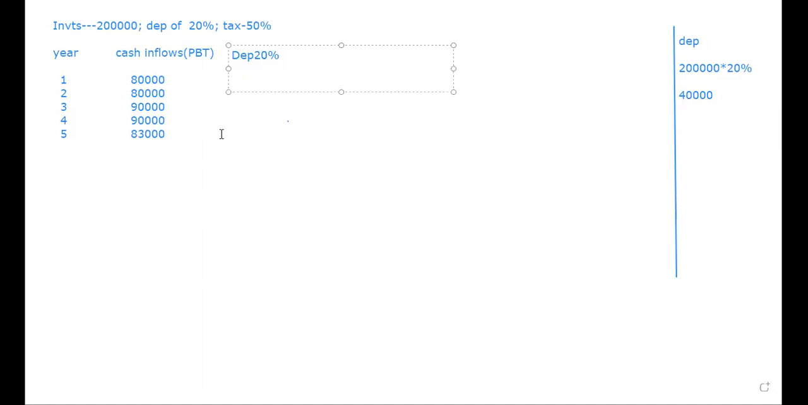So 20%. Now when I'm calculating, I'm taking it as 40,000 for all the years, because I'm assuming it is the straight line method. And the 40,000, so when I minus the 40,000, now what is it? The cash flows. Profit before tax is equal to... you are going to minus it step by step.